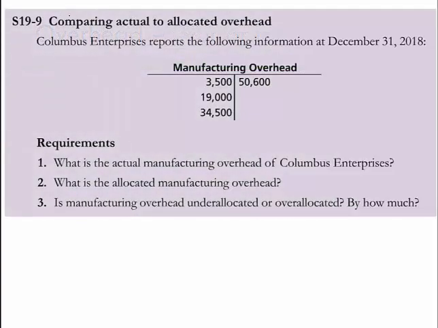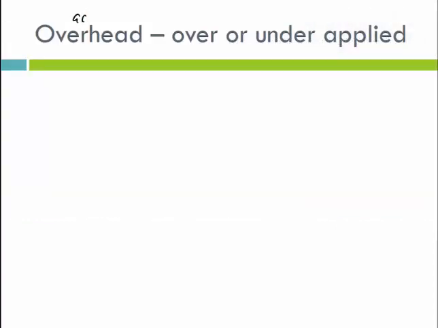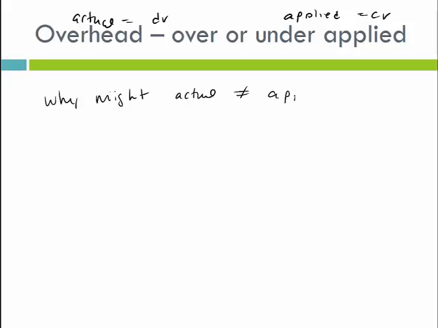If you remember, when we did the actual overhead, we were debiting manufacturing overhead, and when we were applying it, we were crediting manufacturing overhead. So why might the actual not equal the applied? It really is one of two things. You could have more or less of the cost driver than you were anticipating.